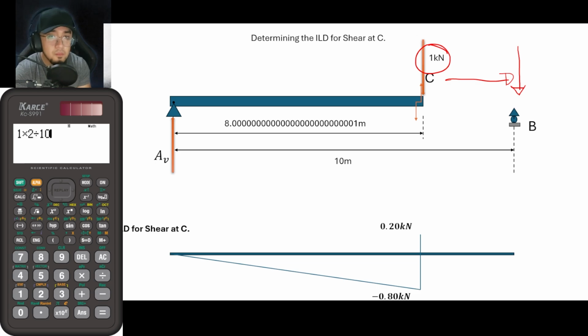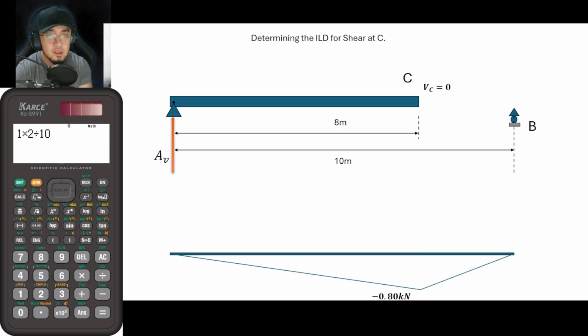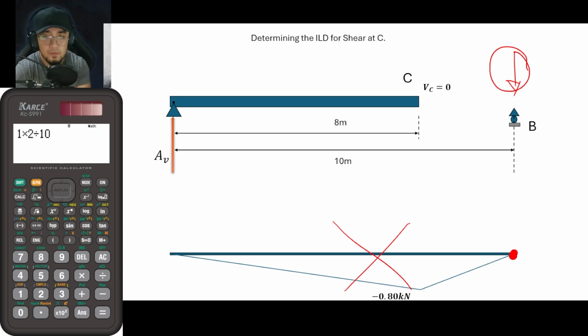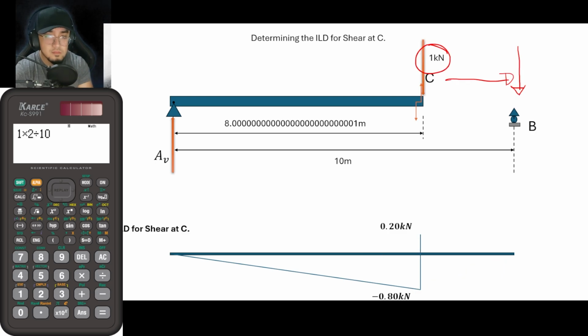If you can remember from our erroneous detail a while ago, where was that? Let me just show you. Again, a while ago, this is erroneous. If the load is at this point, the value for VC is now equal to 0. Okay, so proceeding, 0. So this is now our correct influence line diagram for shear at C.